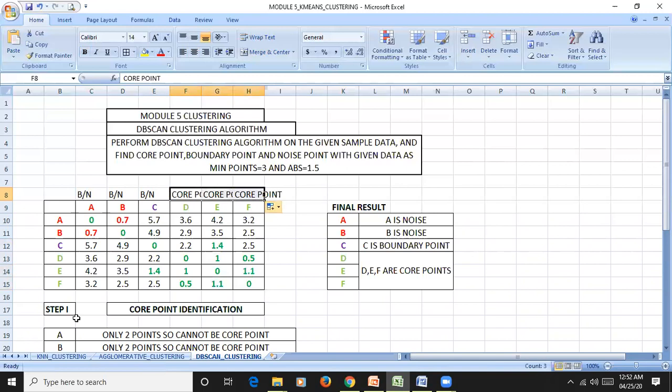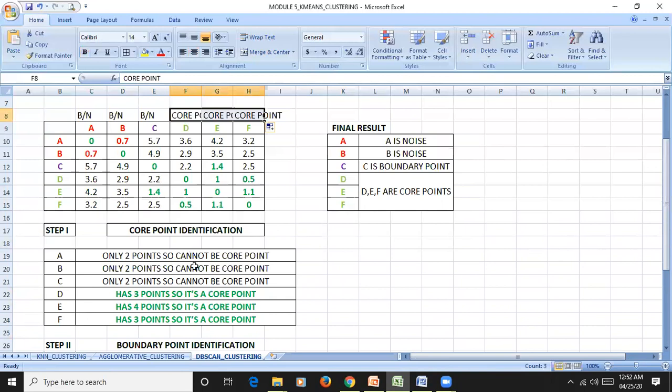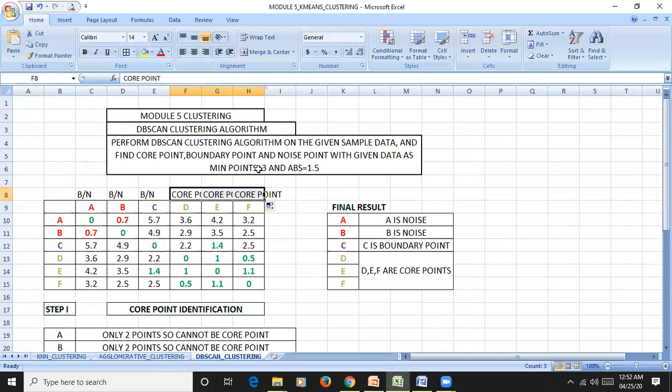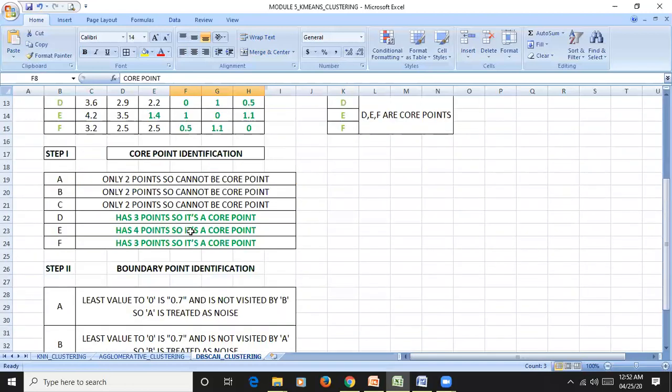The same I have written across with your step. Only 2 points, so it cannot be a core point here, and here also. It has 3 points, so it's a core point. It has 4 points, it's a core point. Minimum they have given 3, so it can be more than that also. So this is your core point identification.